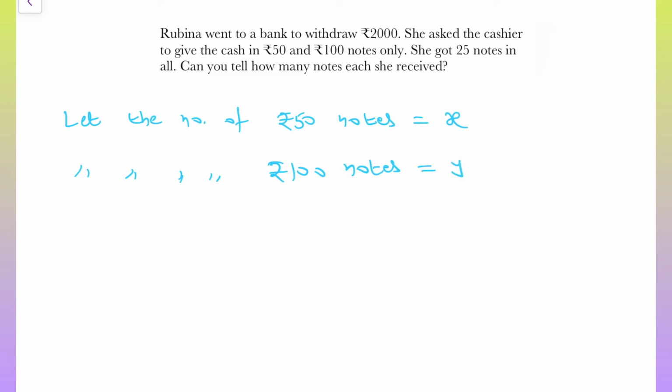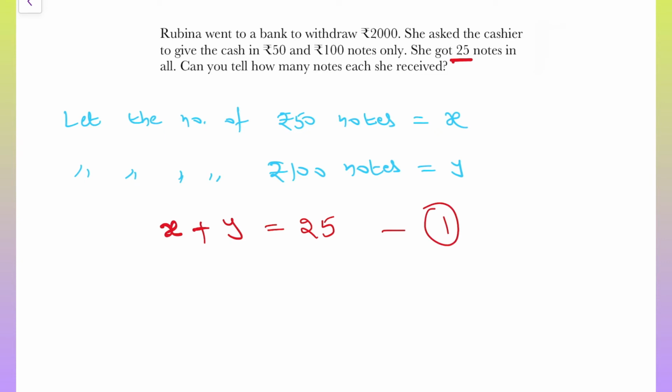Okay, continue the question. She got 25 notes in all. It means all notes, if we count together, 25 notes are there. So 50 rupees notes are x in number, plus 100 rupees notes are y in number, all together 25 notes: x plus y equals 25. This is equation number 1.